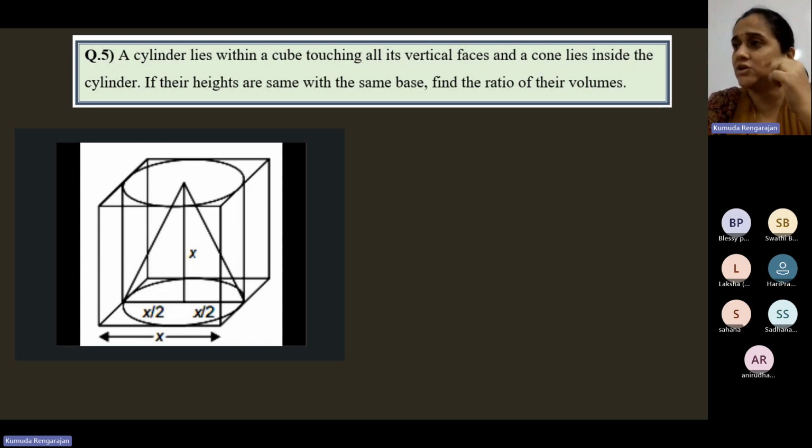A cube has six square surfaces, right? The top and the bottom faces of a cube are squares, and you can see the top circle and the bottom circle of the cylinder. They touch all the four sides of the cube. See the bottom circle. It's touching all the four sides of the square down. And see the top circle. It's touching all the four sides of the square. Why am I saying square? Because it's a cube.